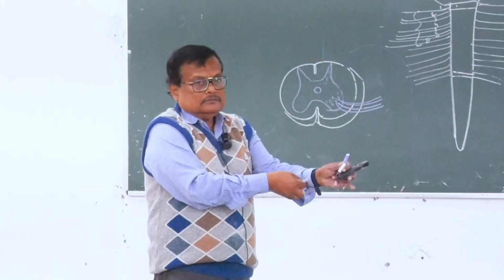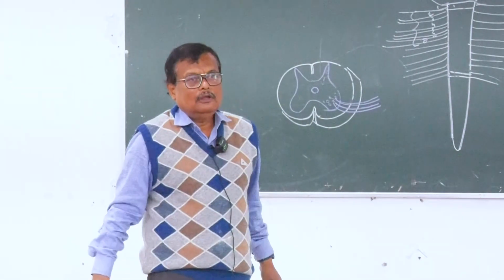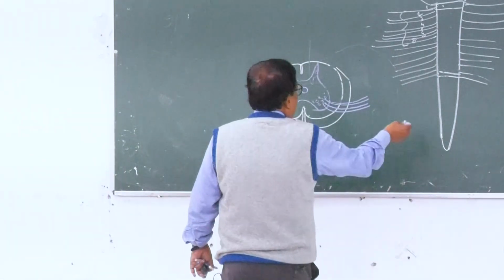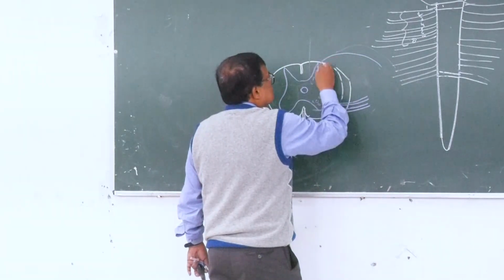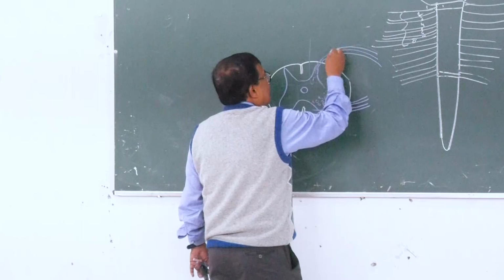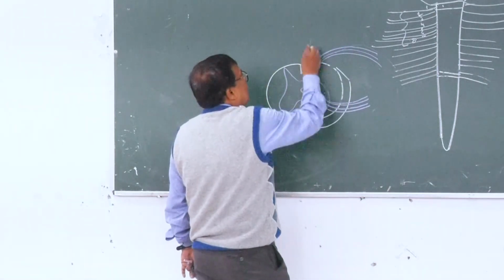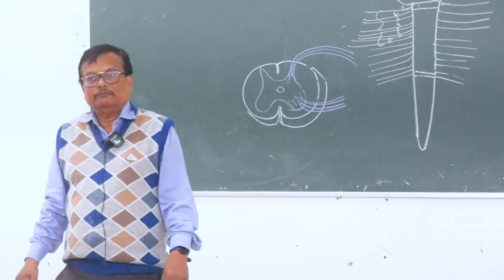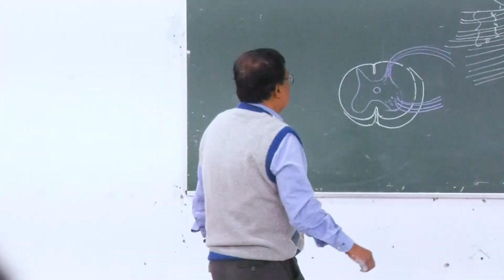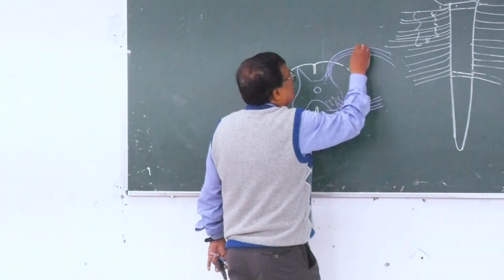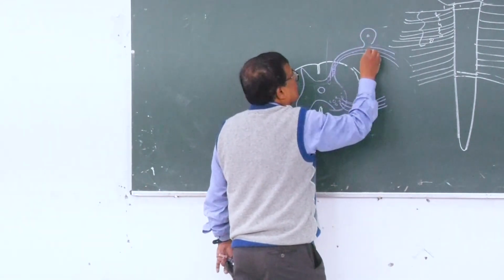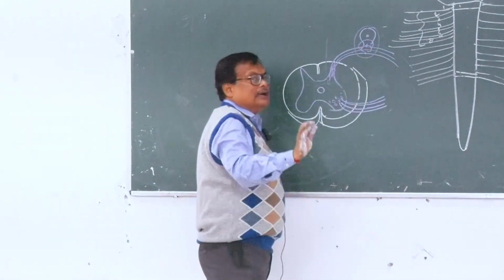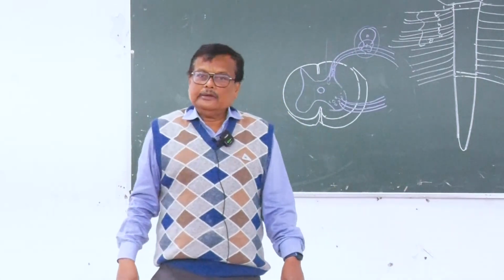Similarly, if we pinch, if we prick, the sensation will come through the nerve. Relay here, ultimately it goes up. It has a sensory neuron carrying touch, pain, temperature. And the cell body of this sensory neuron is here, we call it the posterior root ganglion. You will learn later, we don't need it now, right?